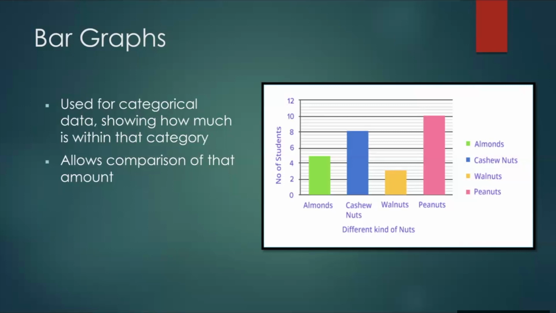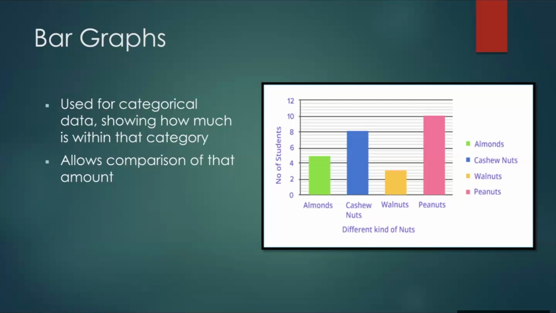And then on the left-hand side, we have number of students. I'm assuming this is representing the number of students that voted for their favorite kind of nut, or maybe the number of students who eat those kinds of nuts, that sort of thing. So first we have almonds, all right?